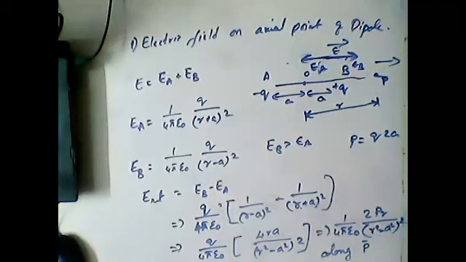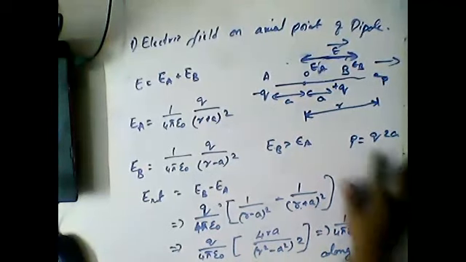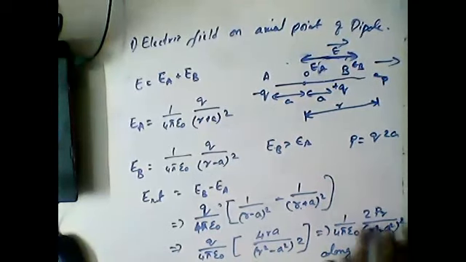Upon all simplification we get the final formula as q by 4 pi epsilon 4ra by r square minus a square whole square. But we already know that P is equal to Q into 2A. So substituting Q into 2A equal to P, we get 1 by 4 pi epsilon 2Pr by r square minus a square whole square. And the direction is along the P axis. So this is the electric field on the axial point of a dipole.